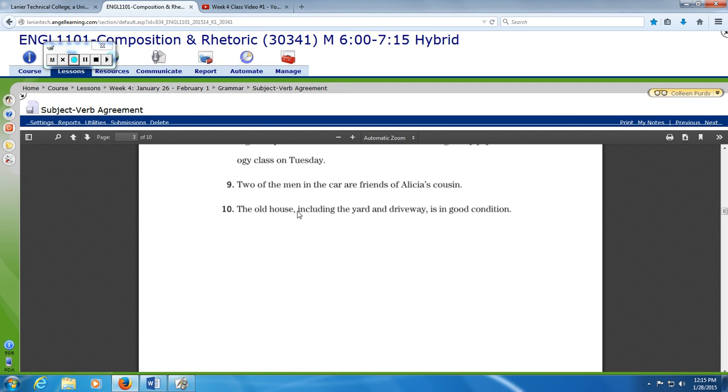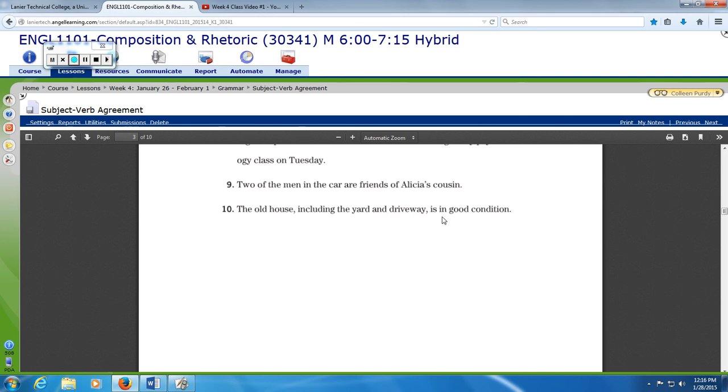Including the yard and driveway. In this case, this is actually what we call a participial phrase, or a participle phrase. I know it's a verb that ends in ing, Mrs. Purdy, but I thought you said that was a gerund. Well, gerunds act like nouns. This is acting like an adjective because it's describing the house. This is a participle phrase. Participle phrases can act like adjectives. Okay? So, it's non-essential. In good condition, prepositional phrase.